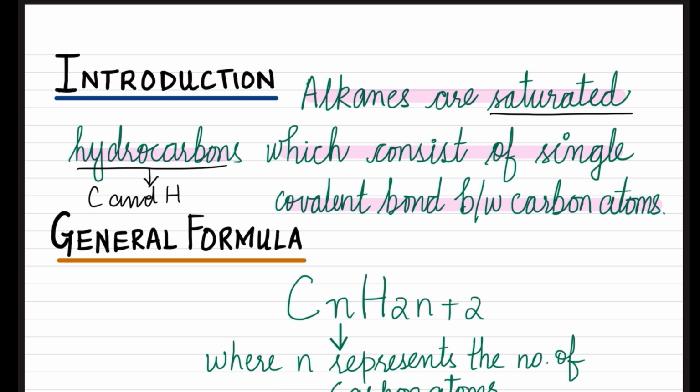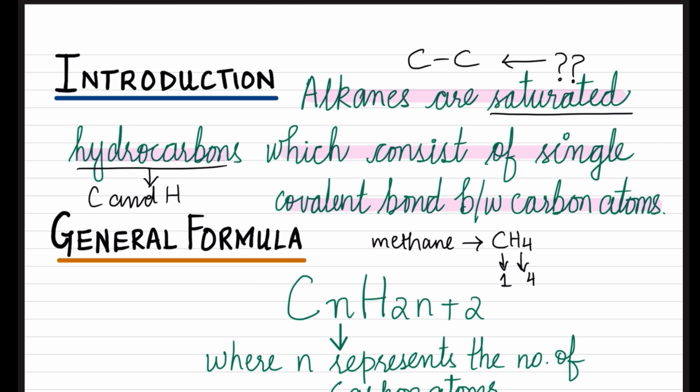Now what is meant by the term saturated? Saturated means that they consist of carbon to carbon single covalent bonds in them. For example, methane. Its molecular formula is CH4. It consists of one carbon atom and 4 hydrogen atoms.